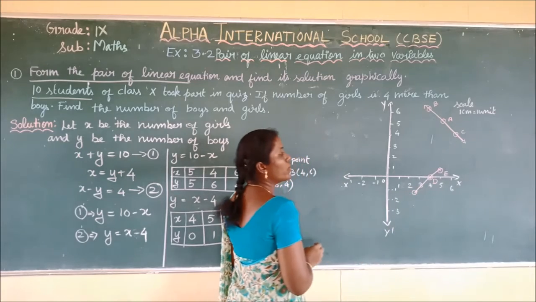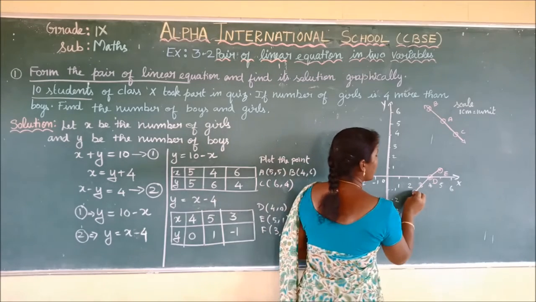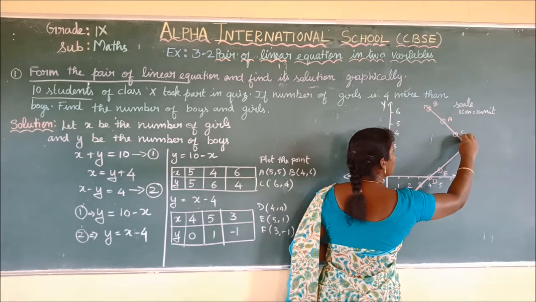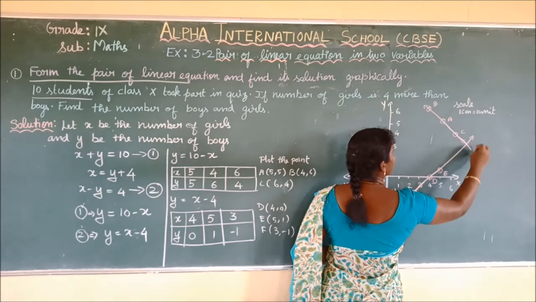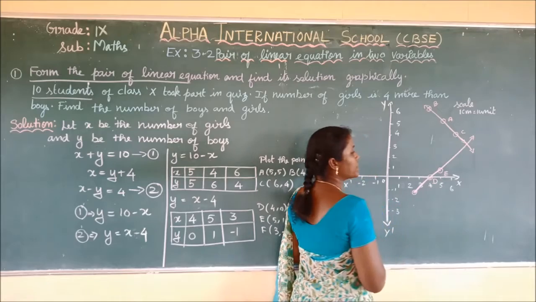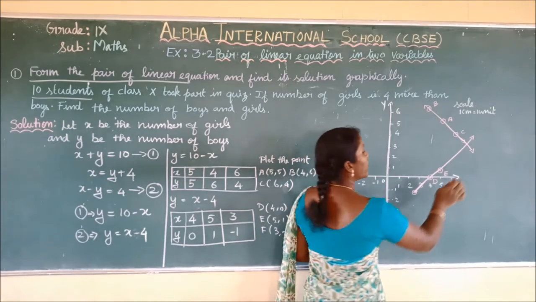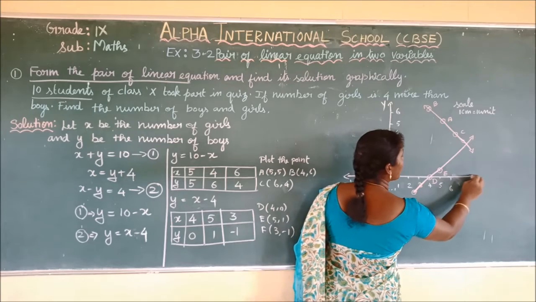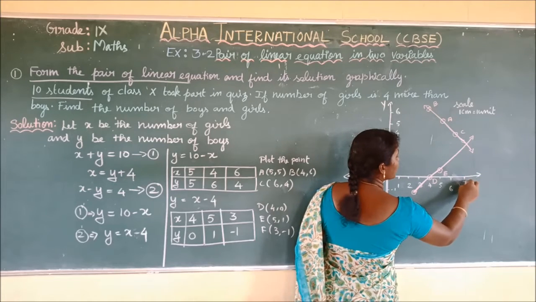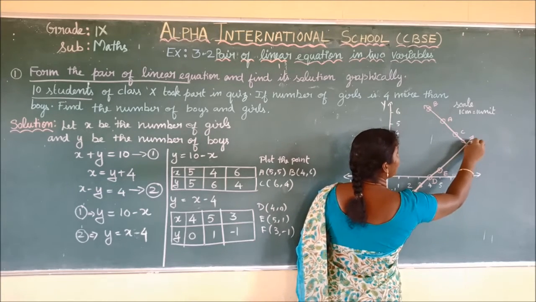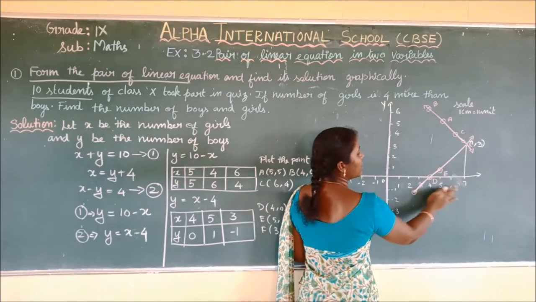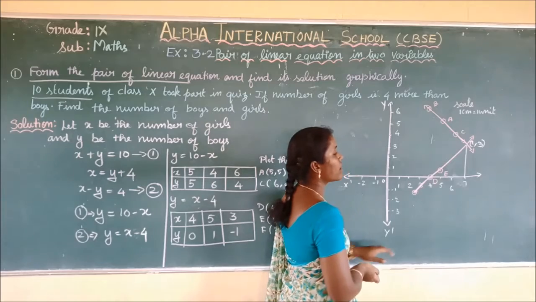Here we have the 3 points. But if we extend this graph, these two graphs will intersect at a point. We have to identify that point in the graph. If you identify it, the intersection point will be 7 comma 3. See, it intersects at 7 comma 3.